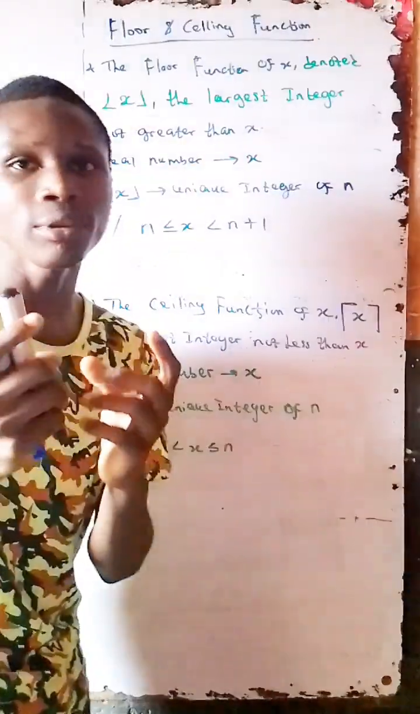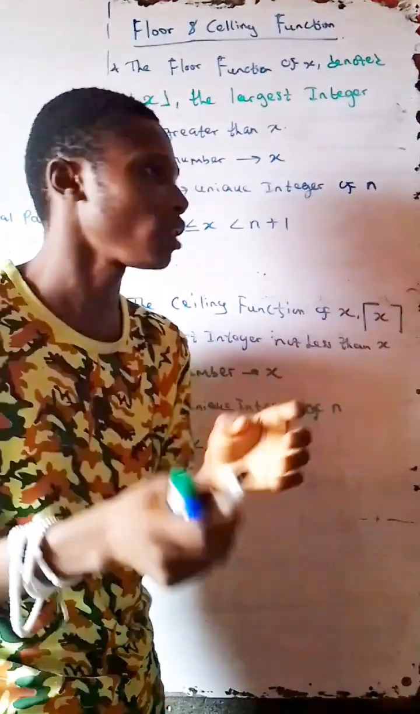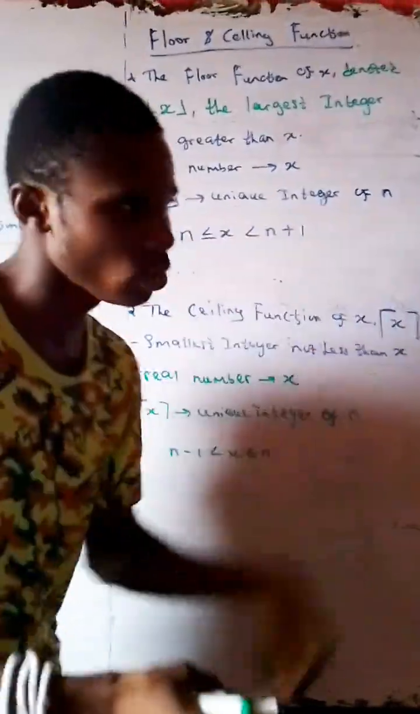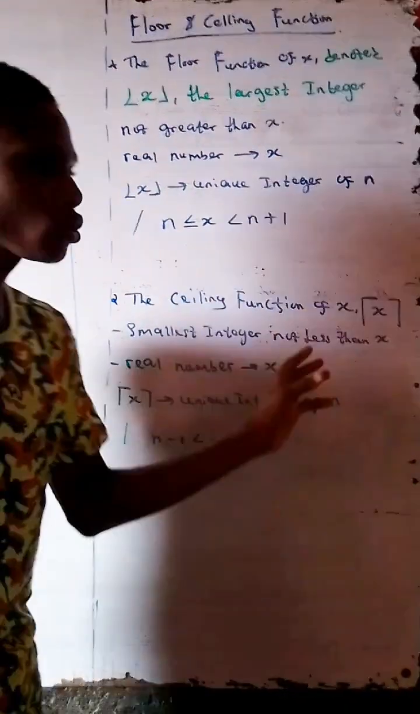It is a process whereby you are being given a normal real value, not mainly a decimal value. In that case, your n can be equal to your x. Yes, that is true. And moving on to the ceiling function.